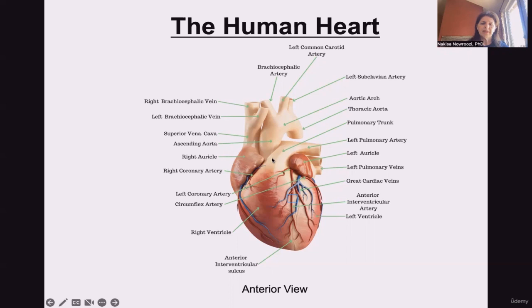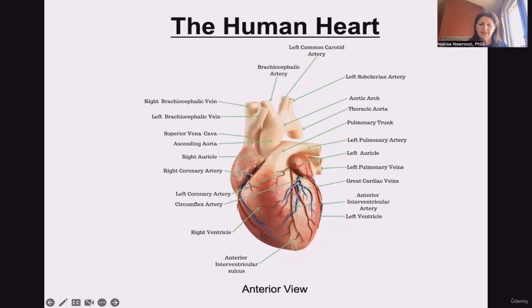We have this blood vessel called pulmonary trunk. Pulmonary trunk branches into left pulmonary artery and right pulmonary artery, which we don't see here in this picture. You have left pulmonary veins and right pulmonary veins, which are not seen in this picture. We have superior vena cava that brings all the deoxygenated or less oxygenated blood back into the heart. And then superior vena cava branches into left brachiocephalic vein and right brachiocephalic vein.